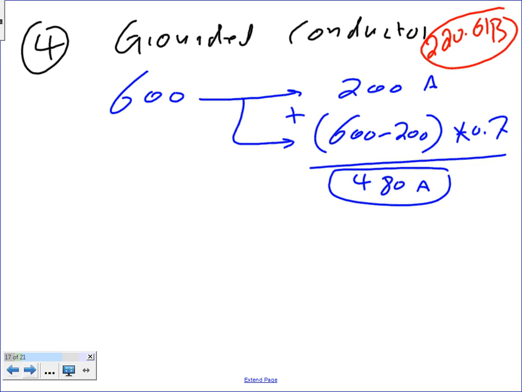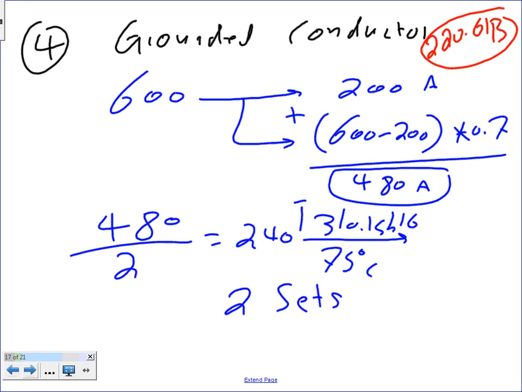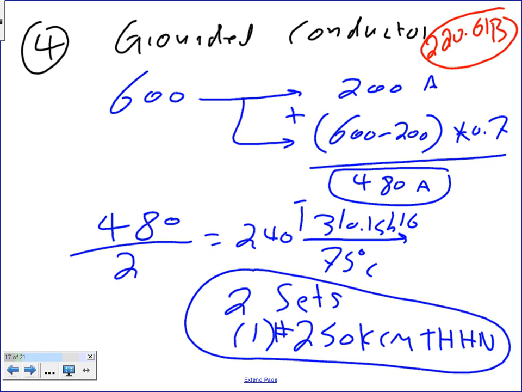Okay, so I need to parallel because I have no other option. Divide by 2, that will give me 240. Same thing, 310.15(B)(16) table, 75-degree column, and you see that will get you how many sets? That will give me 2 sets of one conductor. You have to say not just one, 250. How many? One conductor, 250 kcm THHN, and that is my size.